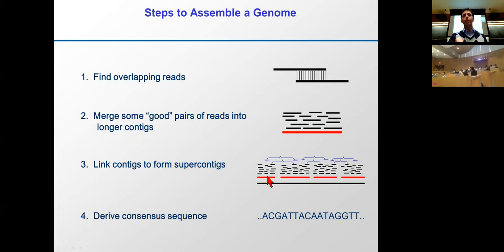Okay. And then you can start linking together these contigs into super contigs or scaffolds based on the paired end distance information. So you know that your library of fragments was roughly, I don't know, 10 KB. Then if you have an end pair, you know that they're roughly 10 KB apart. Okay. And then once you have that, you can infer a consensus sequence.